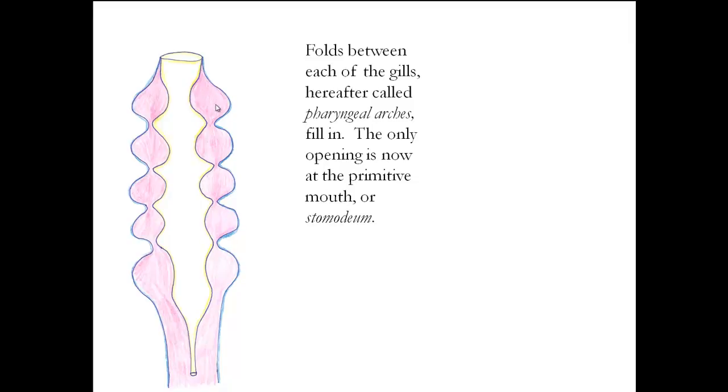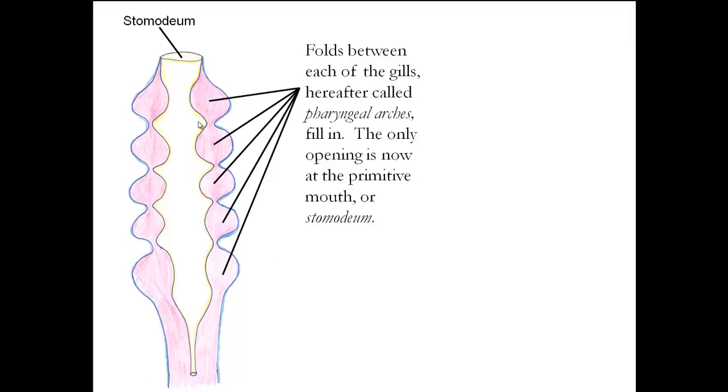But since we don't have gills, these are now going to be called pharyngeal arches, and the only opening into this area is the primitive mouth, or the stomadeum, located right there. So the endodermal-lined stomadeum leads into the early oral cavity, pharynx, and eventually to the esophagus way back here.